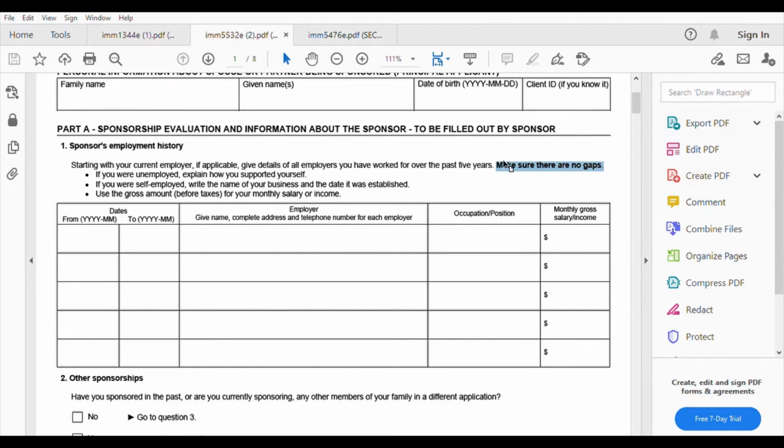Use the gross amount before taxes for your monthly salary or income. This is very important, guys. Use the gross amount before taxes for your monthly salary or income. So date, from which date to which date you were working at this place. Employer, you give the information. Occupation, what is your position, and monthly gross salary income.